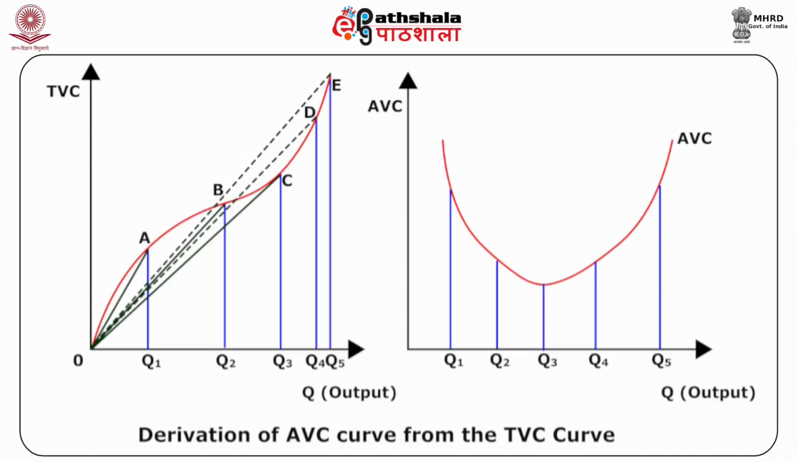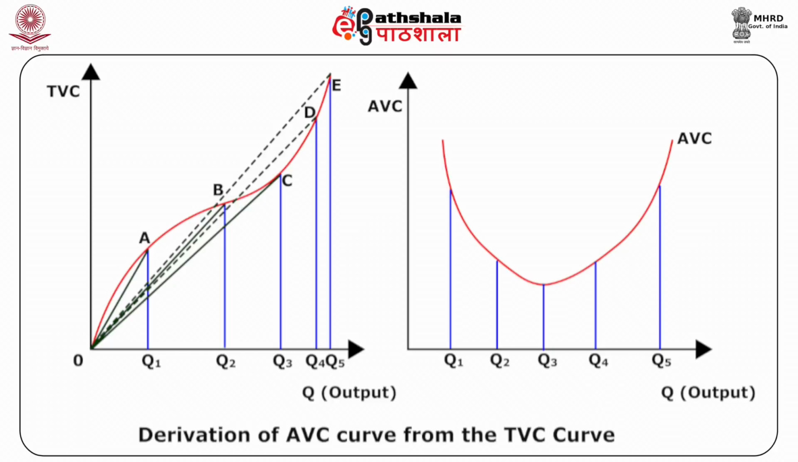At this point, you would notice that the slope of the ray from the origin OA is much higher than the slope of another line OB, which corresponds to the output Q2. And therefore, what we can see in our average variable cost curve on the right hand side panel is that at Q1 the average variable cost is higher, at Q2 it is less, and it goes on declining up to the point of inflection. Now, we said that the total variable cost curve increases but at a decreasing rate, and at a certain point it starts increasing at an increasing rate.